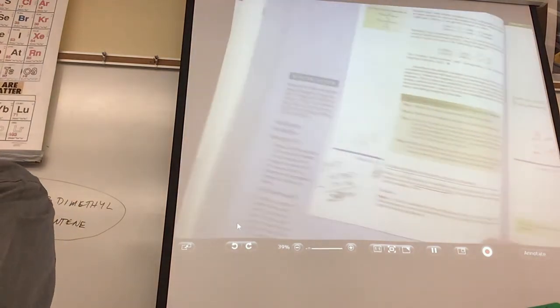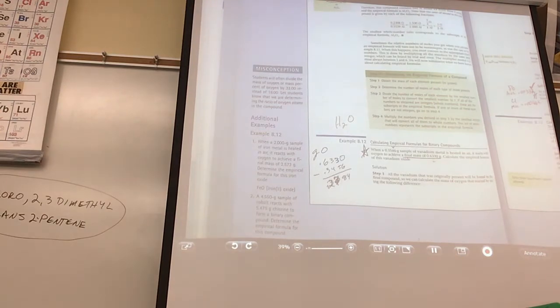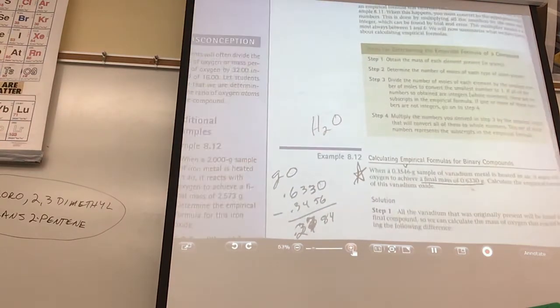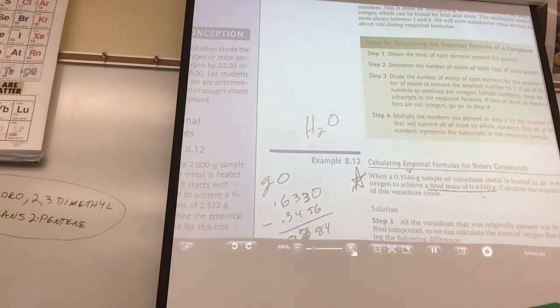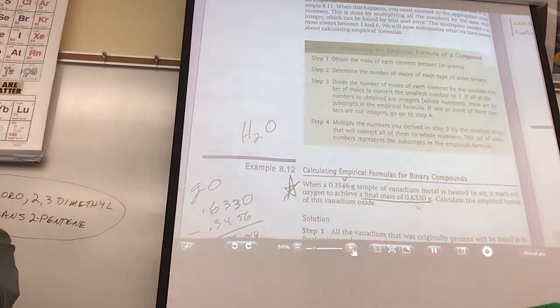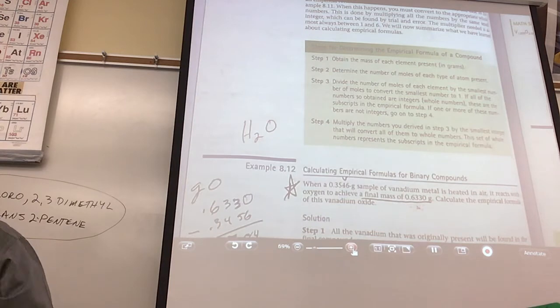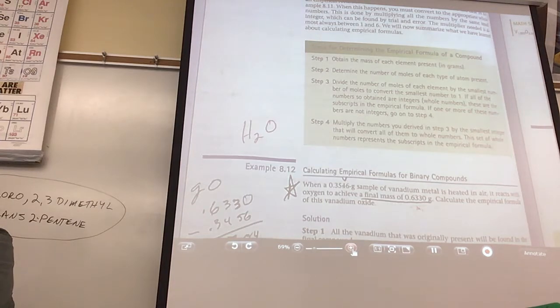All right. Let's go to this page here. Now, if you don't have your book, I'm going to magnify this so you can read it. Can everybody see that problem here? Now, if you want to write in your notes, it's page 224. Here's the question. When a 0.3546 gram sample of vanadium metal is heated, it combines with oxygen and forms a new compound.